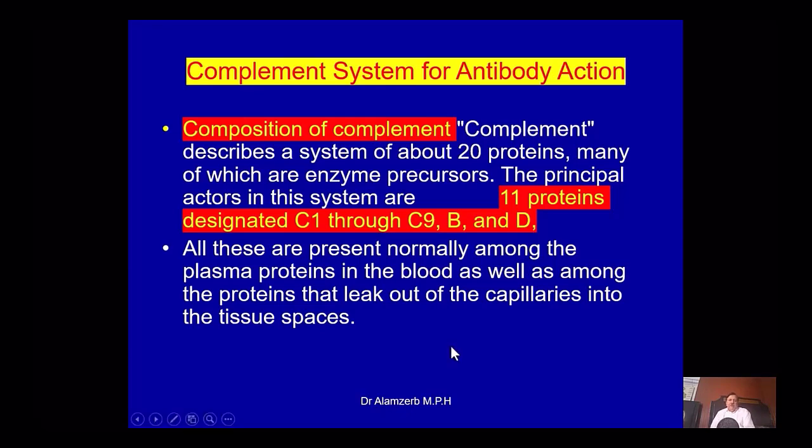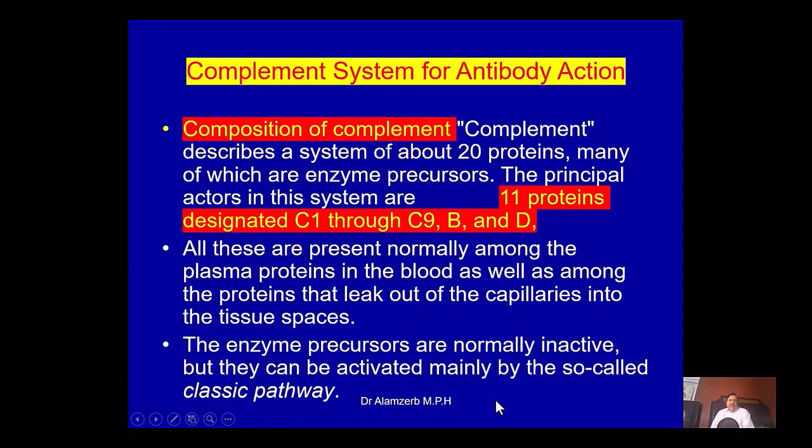We know that in the blood we have plasma, and in plasma we have multiple proteins. So these proteins are present mixed with the plasma proteins, and when the blood leaks from the circulatory system into the surrounding tissue or the extracellular fluid, these proteins also leak with the plasma proteins into the extracellular fluid.